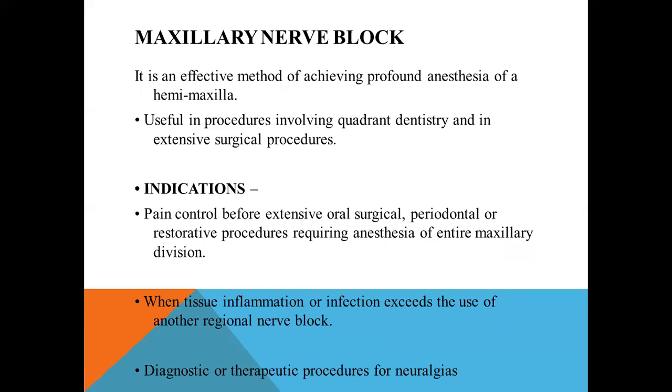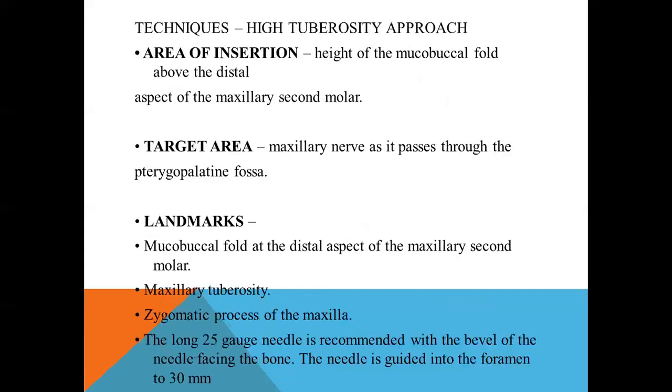Coming to the maxillary nerve block, it is an effective method of achieving profound anesthesia of the maxilla. It's nothing but half of the maxilla will get anesthesia if you give this nerve block. Indications: pain control before extensive oral surgical, periodontal or restorative procedures requiring anesthesia of the entire maxillary division; when tissue inflammation or infection precludes the use of another regional nerve block; and diagnostic or therapeutic procedures for neuralgias.